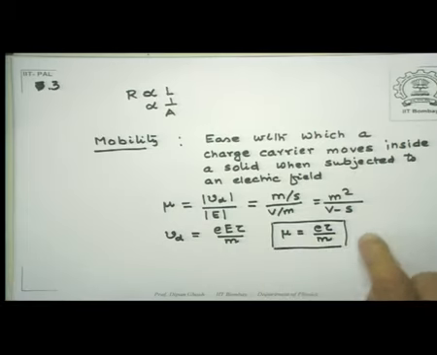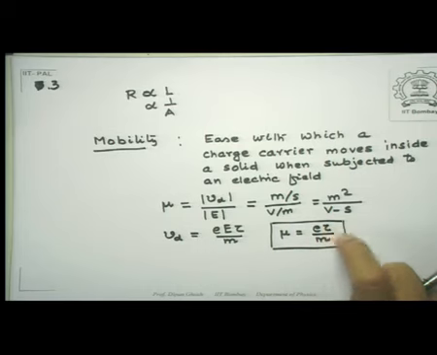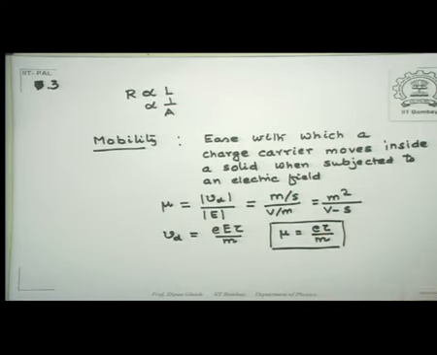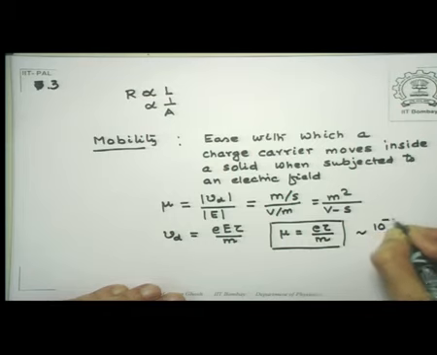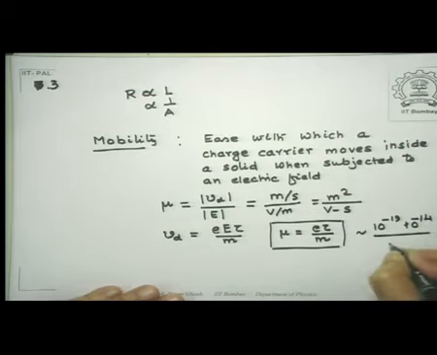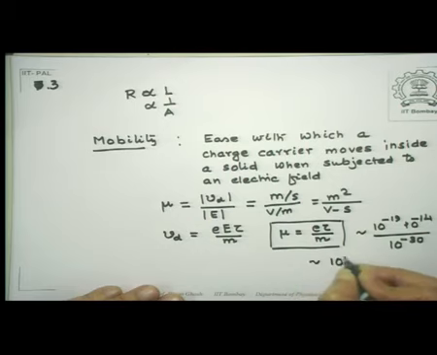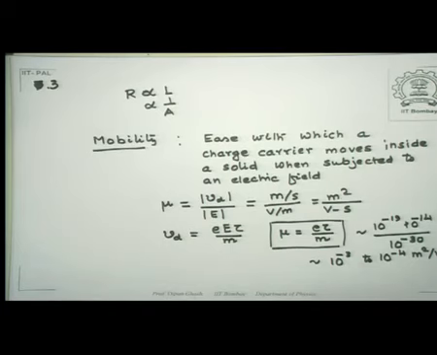Now this enables you to determine the typical values of mu. Remember, e is 10 to the minus 19. I am just doing an order of magnitude. Tau is 10 to the power minus 14 or 15, and mass of electron is 9 times 10 to the power minus 31, so let us take it as 10 to the minus 30. So this is typically of the order of 10 to the power minus 3 to minus 4 meter square by volt second. This is actually very small.